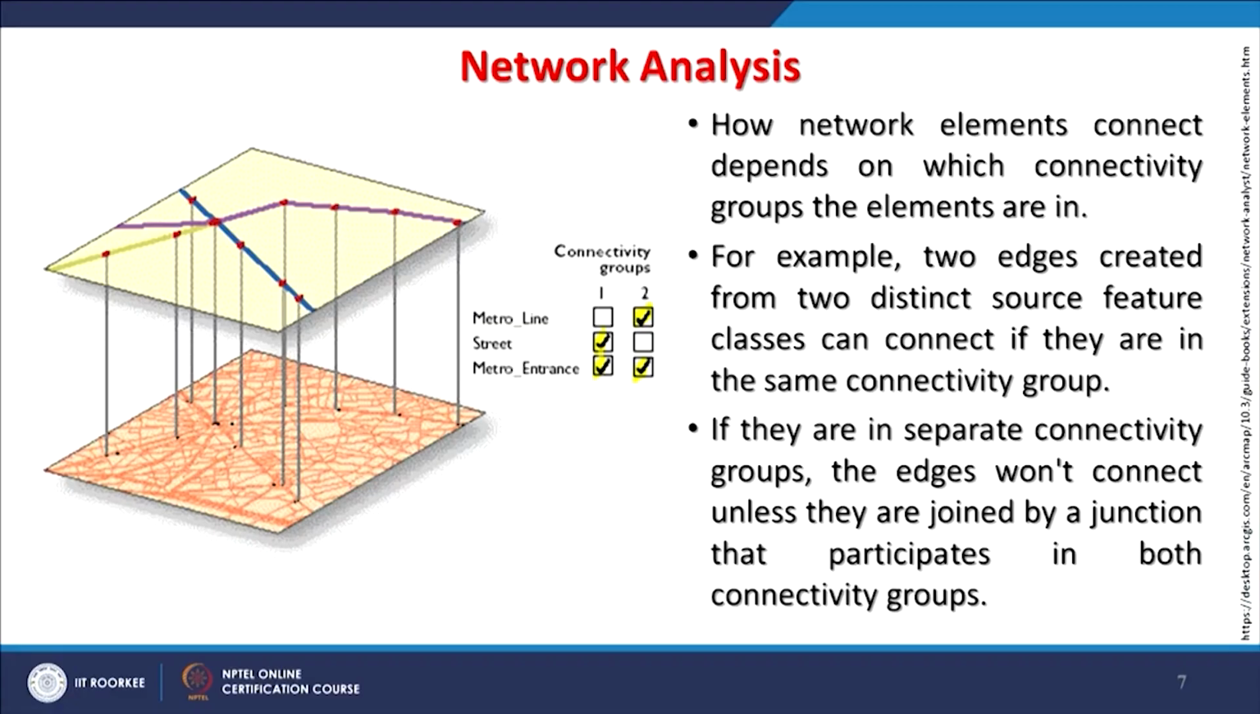That means there has to be a junction between metro entrance and metro line. Similarly, there has to be a junction between street and metro entrance. Then only you can have a proper network analysis.